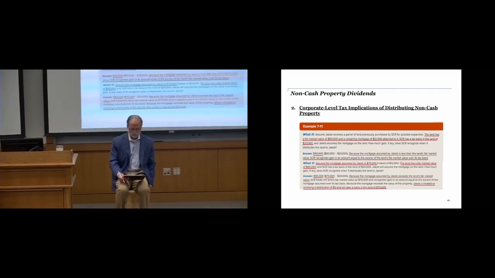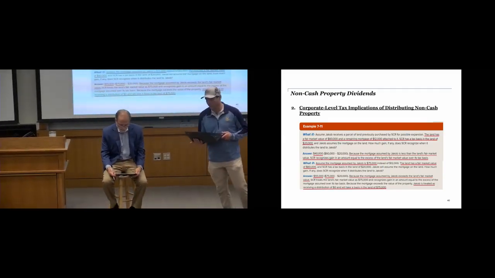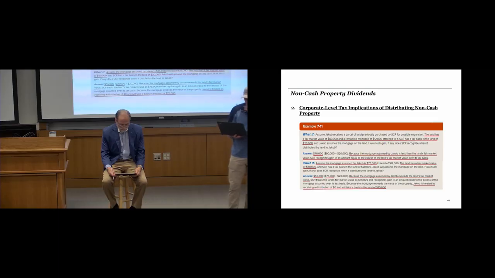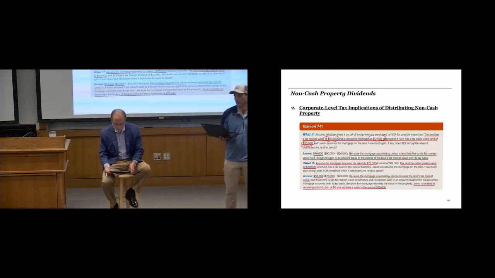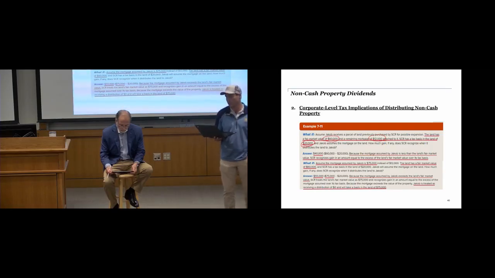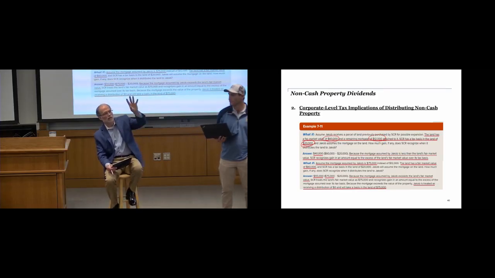Alright, so assume Jacob receives a parcel of land previously purchased by SER for possible expansion. The land has a fair market value of $60,000 and a remaining mortgage of $12,000. SER has a tax basis of $20,000, and Jacob assumes the mortgage on the land. How much gain, if any, does SER recognize when it distributes the land to Jacob? The answer is $40,000 because the mortgage assumed by Jacob is less than the land's fair market value. SER recognizes gain in the amount of fair market value over its tax basis. That's no different than if I sold it: I had my amount realized less my basis. That amount is recognized when I make a distribution just as if I sold it.